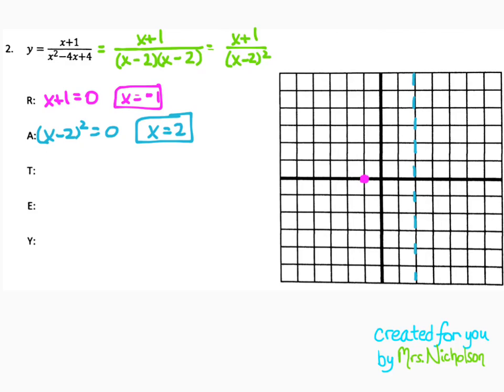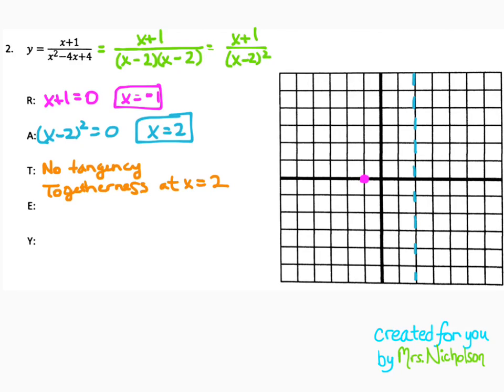Alright, next up is T. T is for togetherness and tangency. So we're looking for squared factors in the numerator or the denominator. And in this case, I don't have a squared factor in my numerator, so I'm going to write no tangency, but I do have a squared factor in the denominator. So this graph does have togetherness at x equals 2.